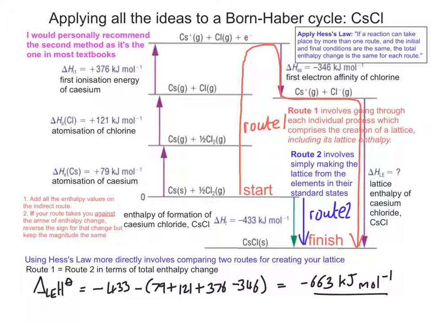The second method shows the person checking your exam that you understand the link between Born-Haber cycles and Hess's law, which is an important concept, an important connection to make, and obviously then an important connection to demonstrate to your examiner that you've made.